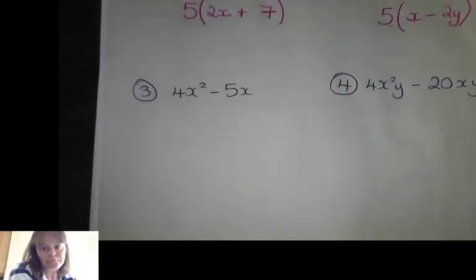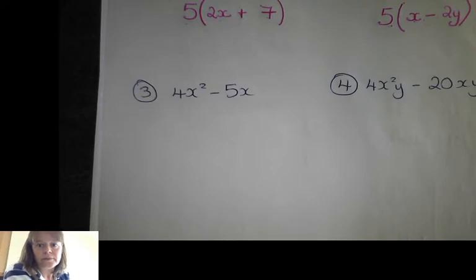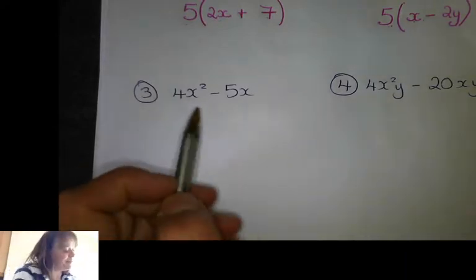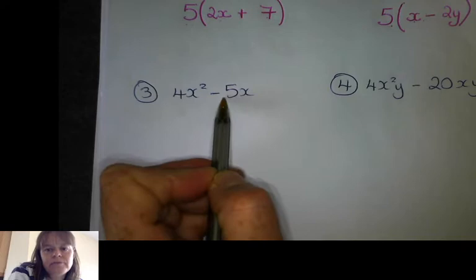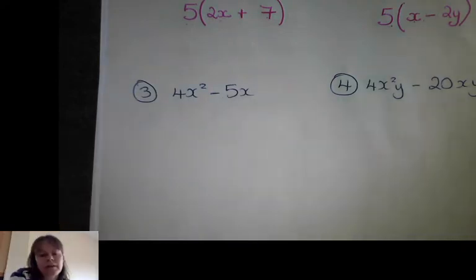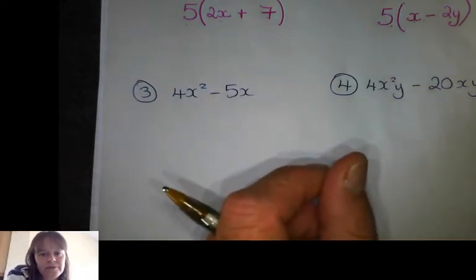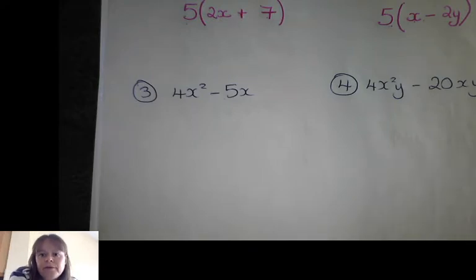Let's look at the third one. Not sure whether my mouse is in your way, so I'll move it. Okay, so this one, 4 and 5. I can't think of anything that goes into 4 that also goes into 5. So I'm not going to be able to put a number out the front this time.